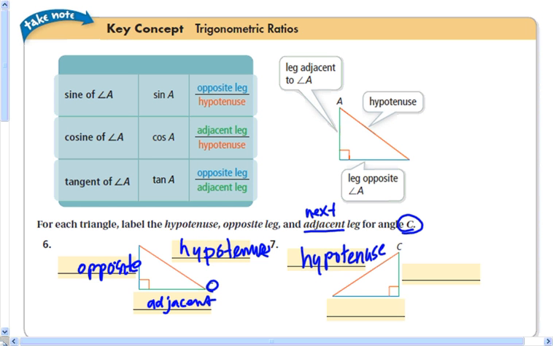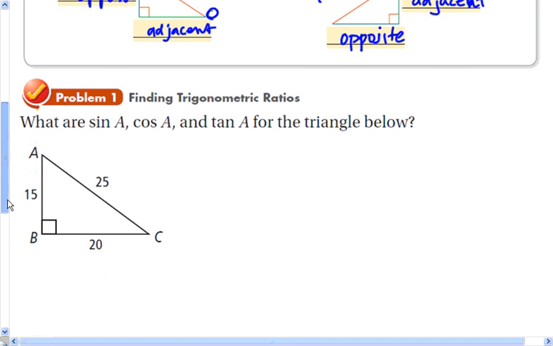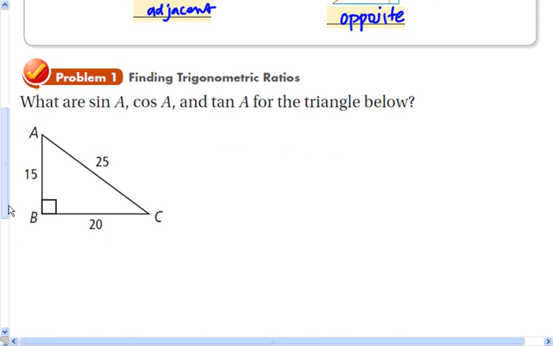In the other diagram, the green line here is the adjacent side to angle C. And the blue line is the side opposite. So get used to doing that so that you can identify these trig ratios. So we want to know what the sine of A, the cosine of A, and the tangent of A are. For a while, you may want to just write down what they mean.